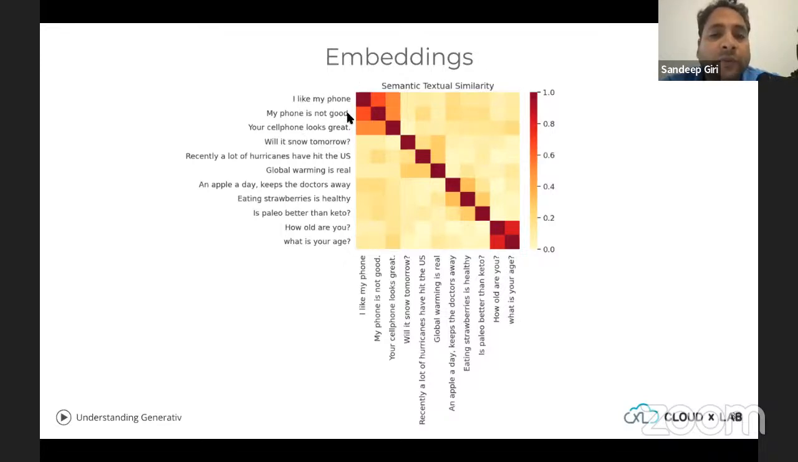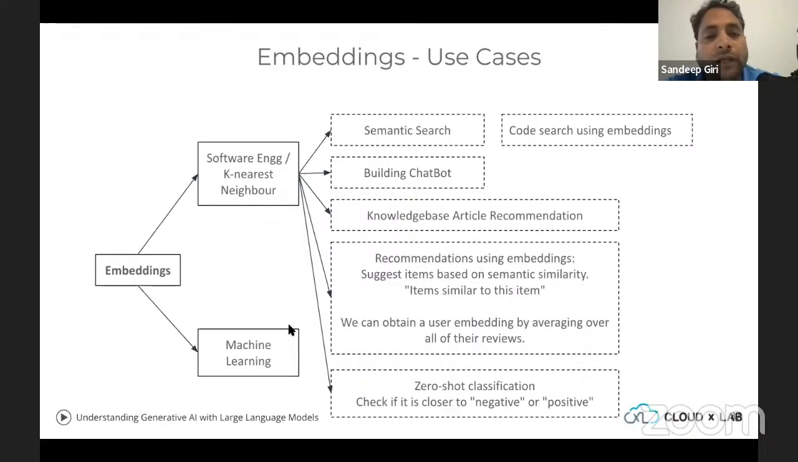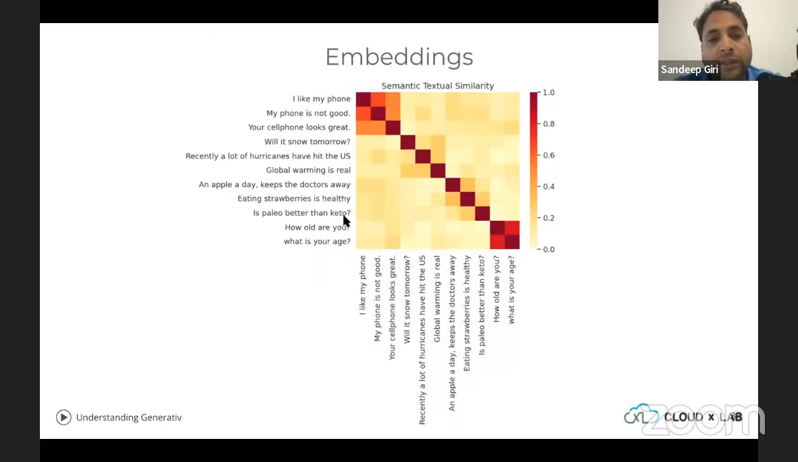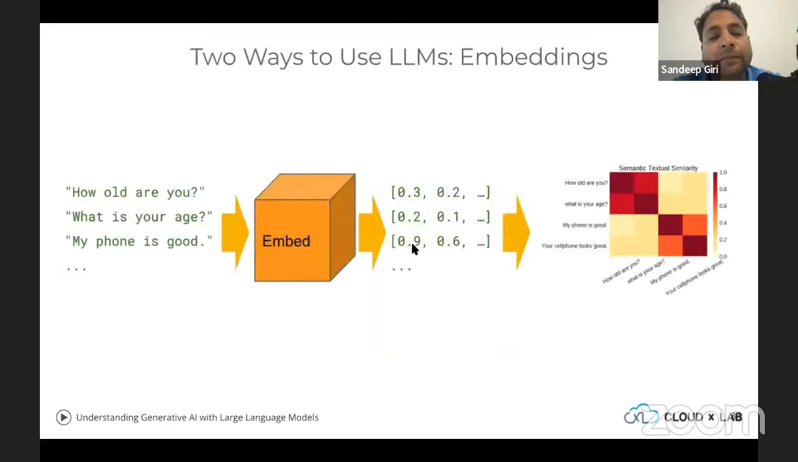My cell phone is good, my cell phone looks great, right? They are close by, not the same, close by. Using this strategy of embedding, you can achieve a lot. Using embedding, you can do machine learning. What is machine learning? You can train another model on these bunch of numbers, because our machine learning models work on numbers. And these numbers make a lot of sense.